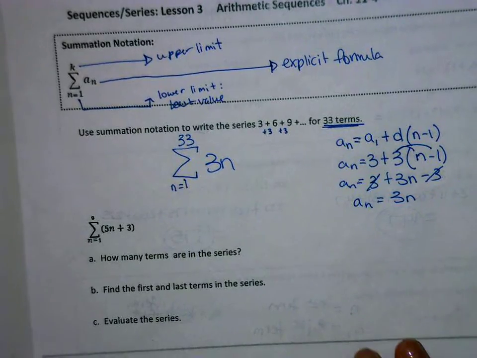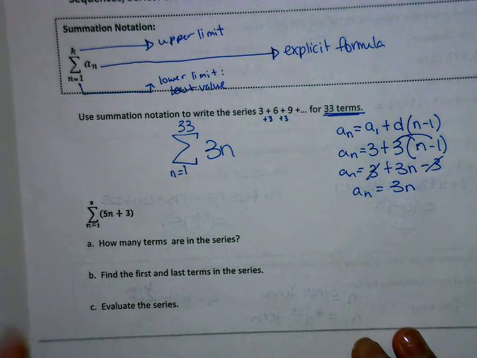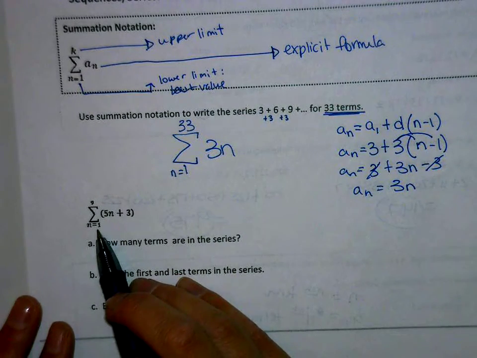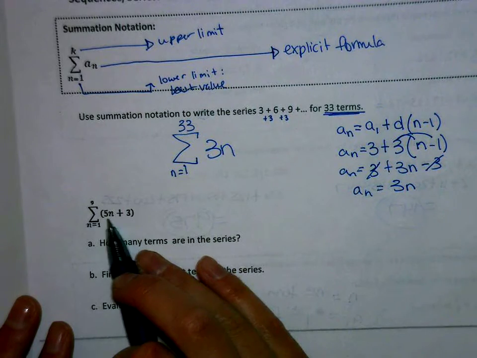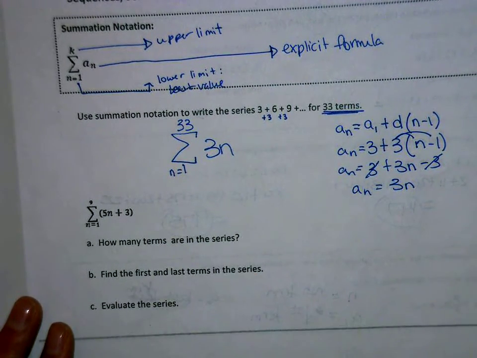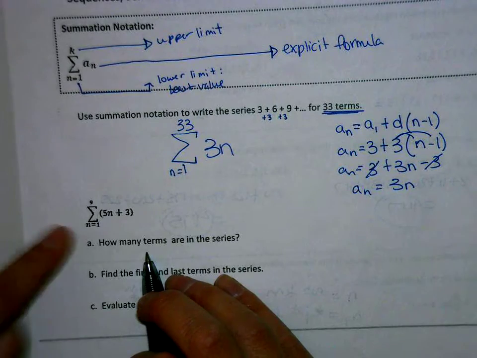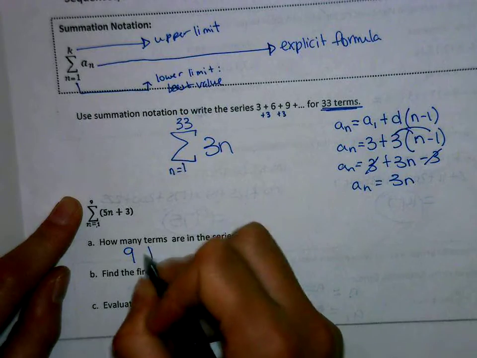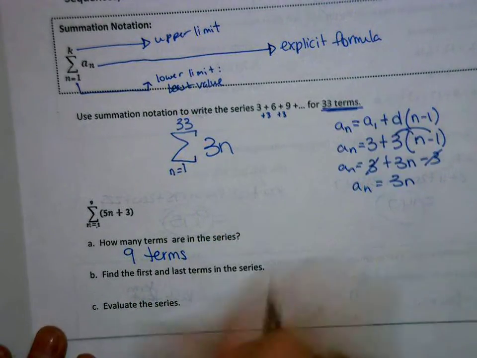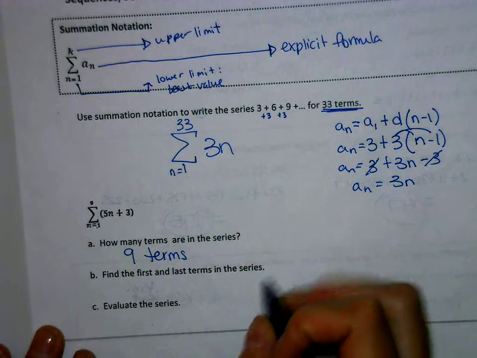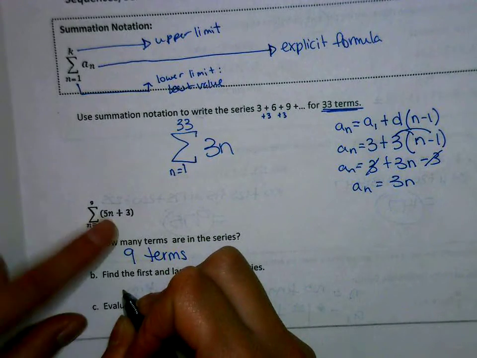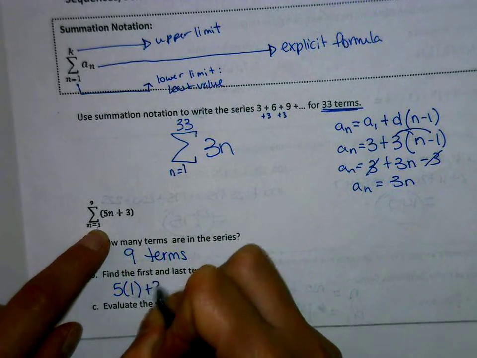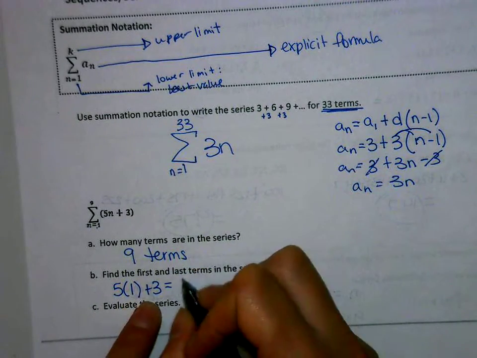Let's look at this example. We have the summation notation where the upper limit is 9, the lower limit is 1, and the explicit formula is 5n plus 3. We want to know how many terms are in the series. Since we're starting at term 1 and going up to term 9, there are 9 terms. We want to find the first and last terms. For the first term, we plug in 1: 5 times 1 is 5, plus 3. So our first term is 8.